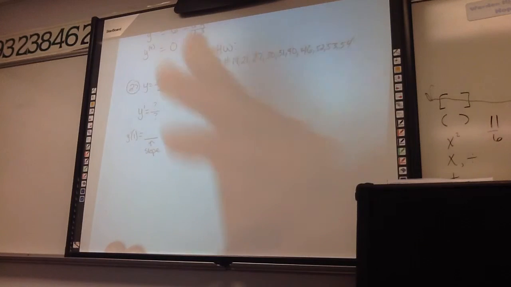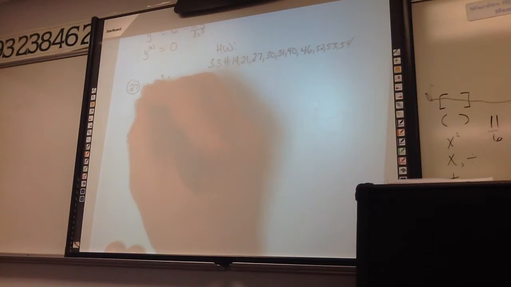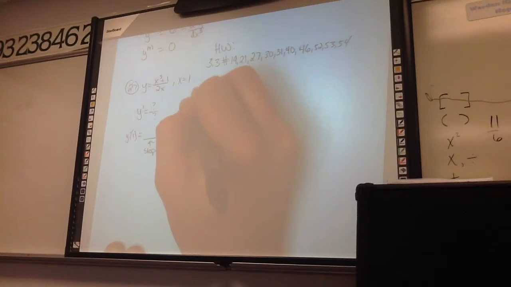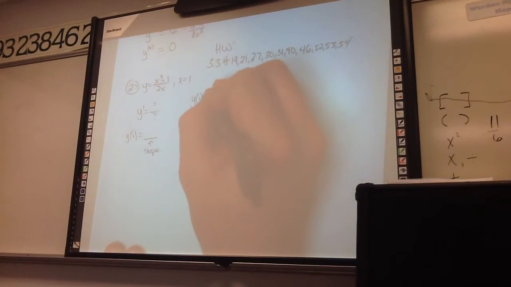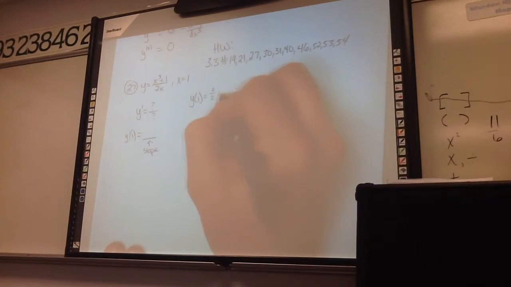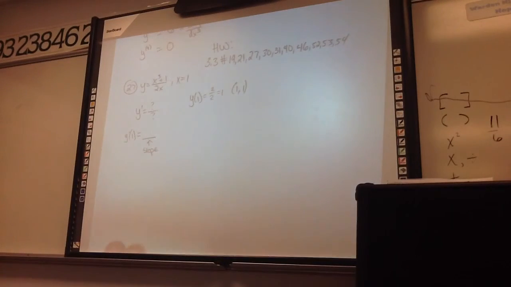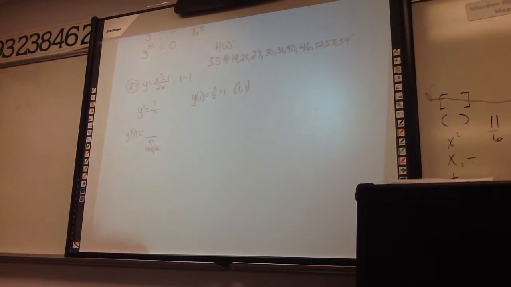Well, then you also need a point to get the equation of a line. So you plug in 1 for x. So y of 1 is 1 over 1 plus 1, which is a half. So that point is (1, 1/2). Then you have your slope and you have a point, and you could write the equation of your tangent: y minus 1 equals slope times x minus 1.